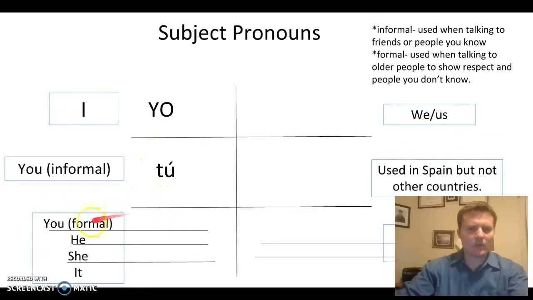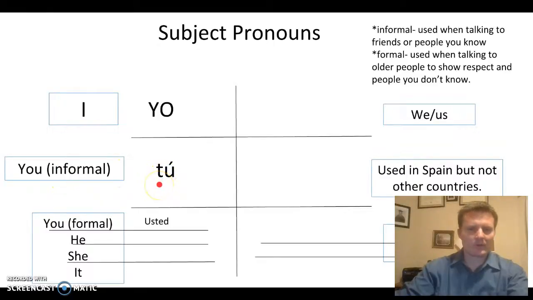Moving on down to the next quadrant, you notice how there's a you and it's formal. That one is usted. And you probably recognize that one in class because we have used it quite a bit. Now, I want to talk for a moment about the difference between these two. You notice how there's two yous in Spanish. One is the informal and one is the formal. So when do you use the informal tú?